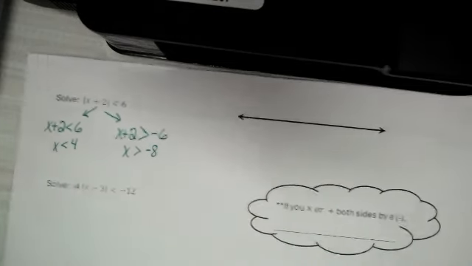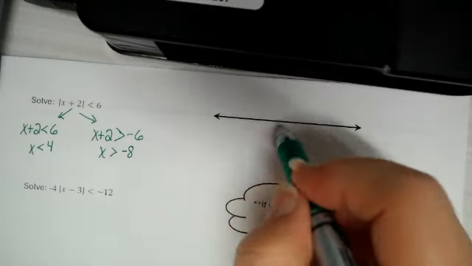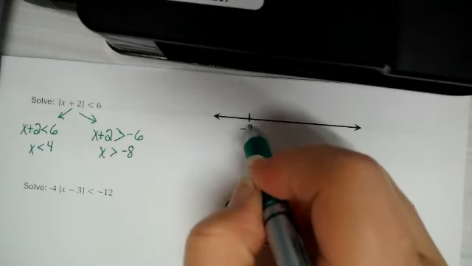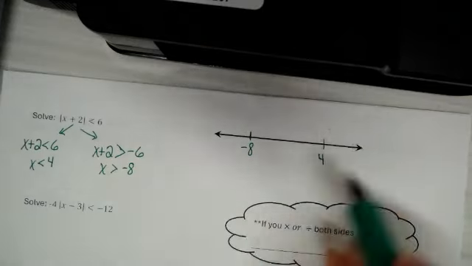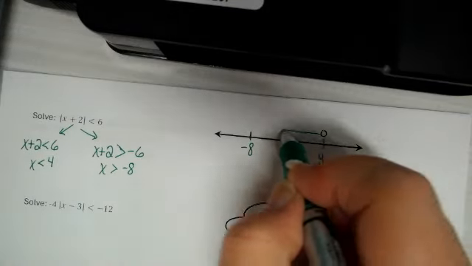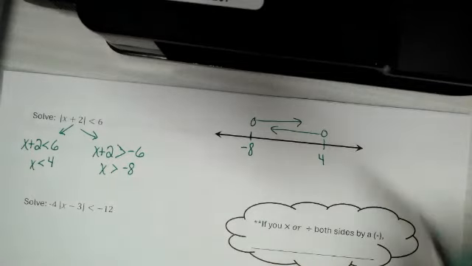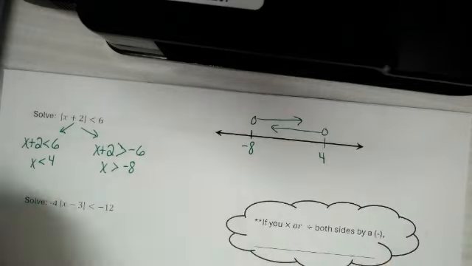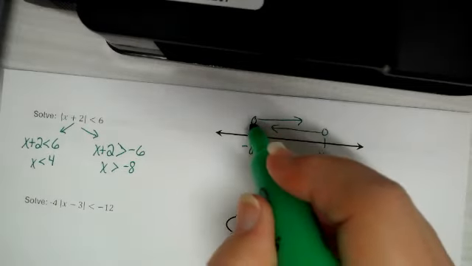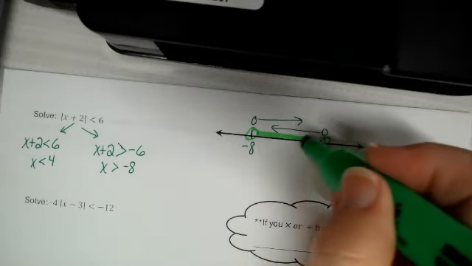Now I'm going to put these on my graph, and we'll take a look at them. So you don't have to label every single number. We just know there's a -8 and a 4 that I'm worried about. So I want to be less than 4, so that goes this way. Well, then I want to be greater than -8, so that goes this way. Well, in order to do both of those things, my answer is just going to be an open circle at -8, an open circle at 4, and everything in between.